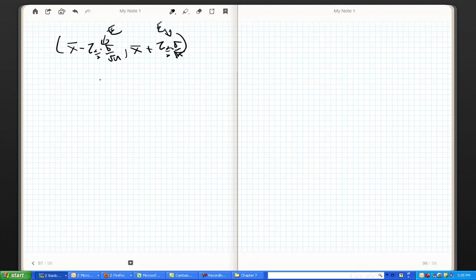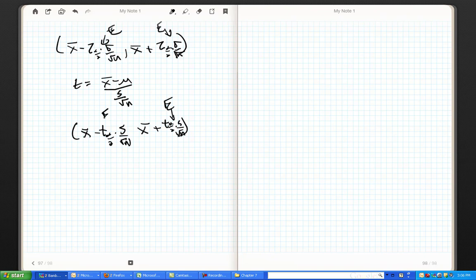And the algebra that we did, remember, if I start with t equals x bar minus mu over s over root n, then the algebra that I'm going to do to get the exact same interval is going to be exactly the same. It's going to be x bar minus t alpha over 2. Remember, the curves are still very normal looking. T alpha over 2. I don't know sigma, so I'm going to use s, and divide by the square root of n, and then I'm going to get x bar plus t alpha over 2 times s over root n. This has now become our error term.